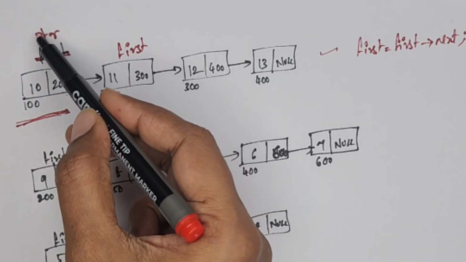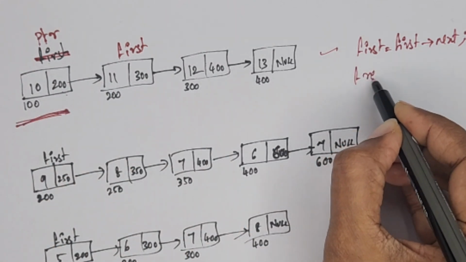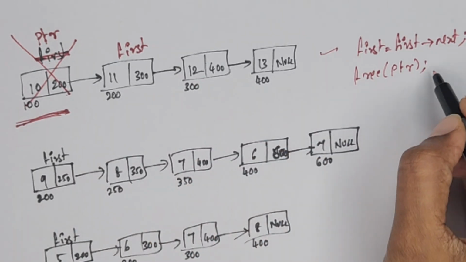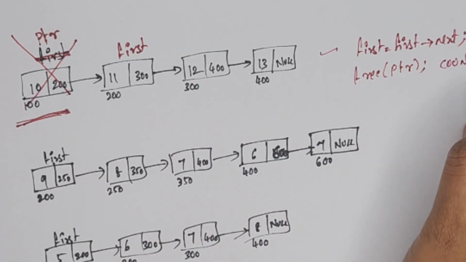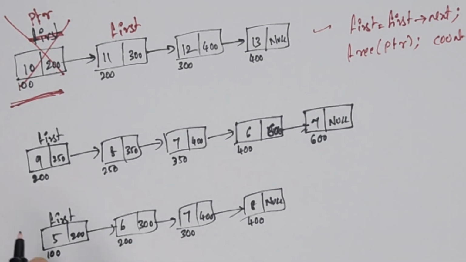Now you can happily remove this node. How to remove this node? Free PTR. Free PTR means it will remove this one. After removing, decrement the count value by 1. Okay, we'll take one more example.